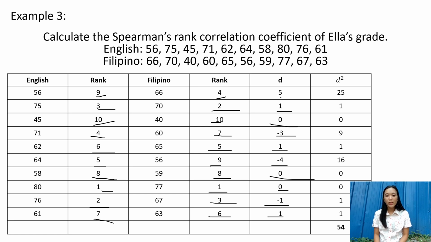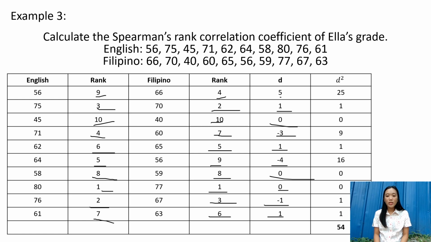So for the d value again, we need to multiply it by itself. So 5 times 5 is 25. 1 times 1 is 1. 0 times 0, we all know that it is 0. And negative 3 multiplied by itself, we know that negative multiplied by negative becomes positive. So the d squared of negative 3 is positive 9. 1 multiplied by itself is 1. Negative 4 times negative 4 is positive 16. 0 times 0 is 0. 0 times 0 is 0. Negative 1 times negative 1 is 1. 1 times 1 is 1.